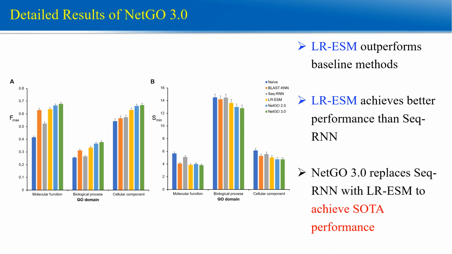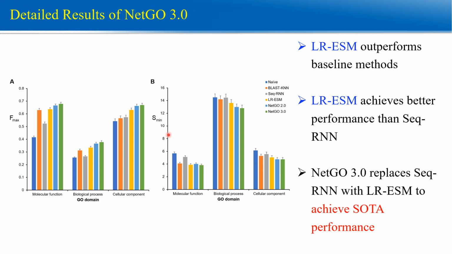To validate its effectiveness, we evaluate NetGO 3 on the NetGO 2 dataset. NetGO 2 ranks top on CAFA4. We compare LR-ESM and NetGO 3 with baseline methods on CAFA4 and NetGO 2. In this figure, we used Fmax and Smin to evaluate prediction performance.